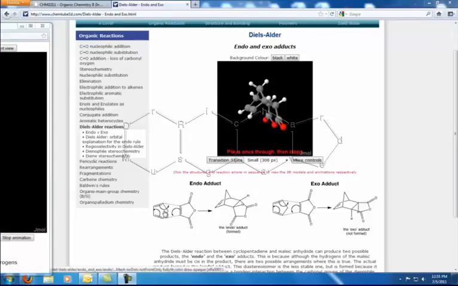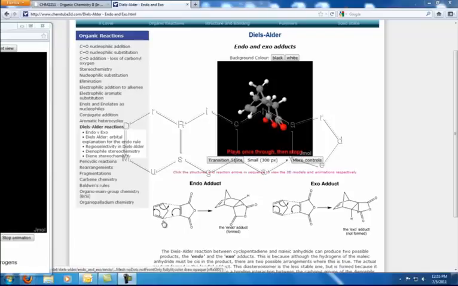When you have a cyclic diene reacting with a dienophile, it's possible to have two kinds of what we call Diels-Alder adducts. Now the Diels-Alder reaction is the same as what we've been looking at, and these would be the C's at the end of the diene, and these are the C's at the end of the dienophile.